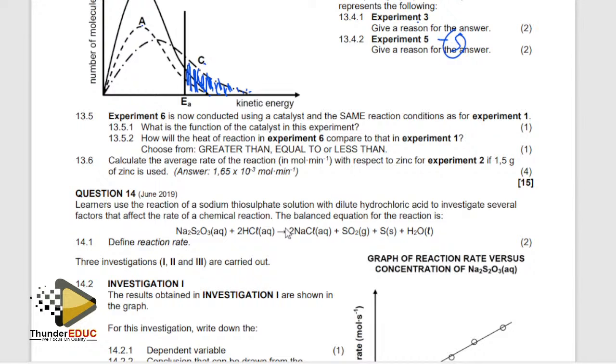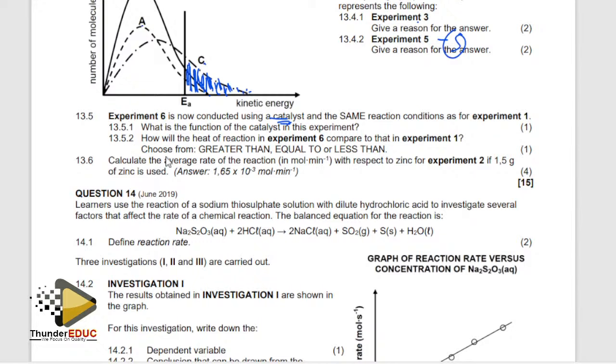Now you go to the next question. What are they saying? What is the function? Experiment 6 is now conducted using the catalyst. Catalyst, remember, it speeds up the rate of reaction. Yes, it speeds up the rate of what? Reaction. So they are saying the same condition as for experiment 1. What is the function of a catalyst? Speeds up the rate of reaction, or it provides an alternative way in which the reaction can take place in a faster way.